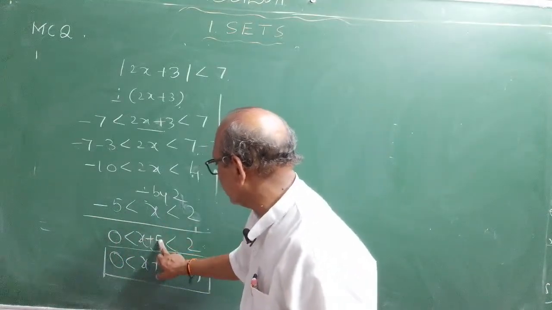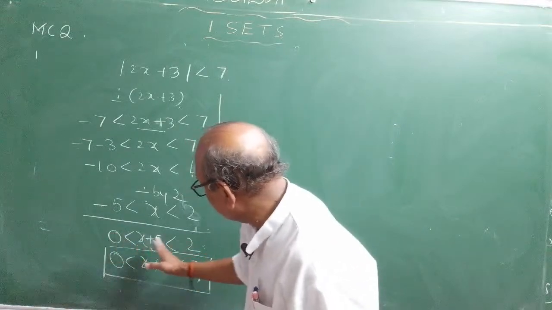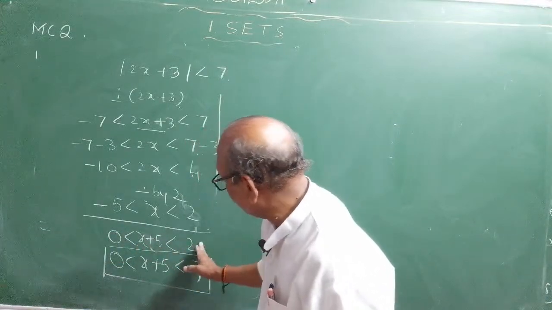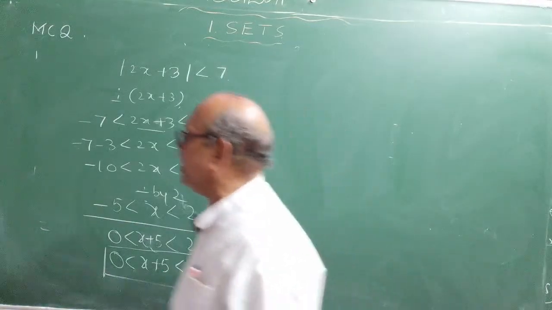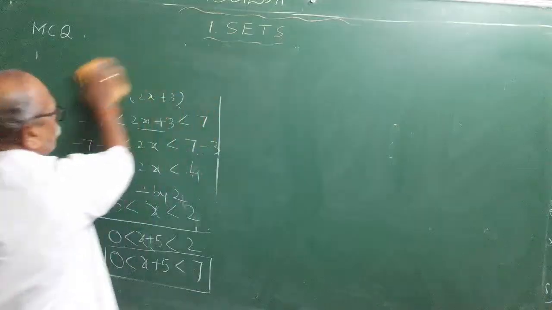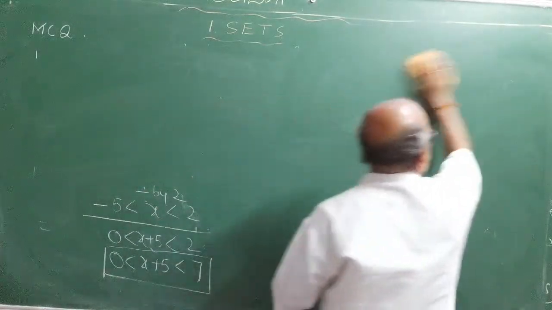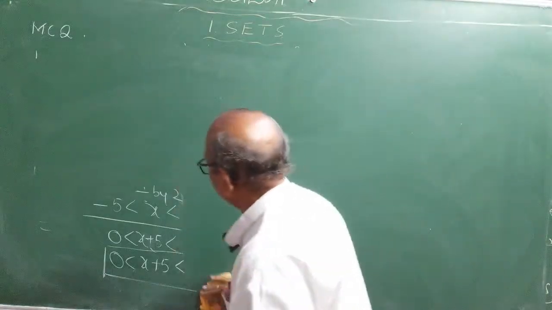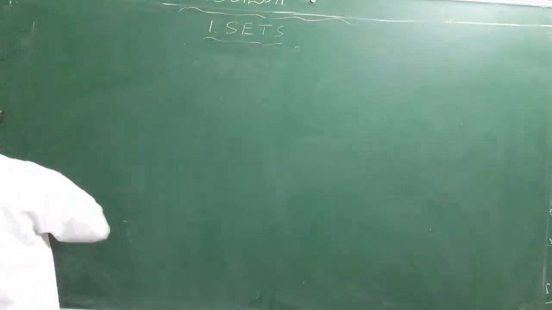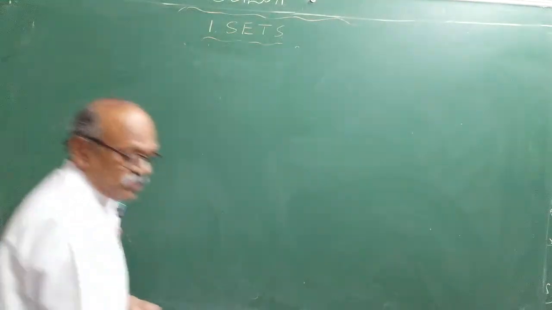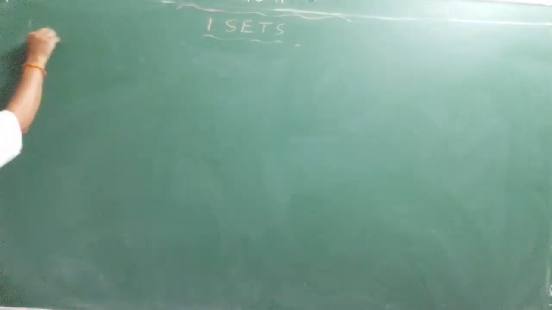0 is less than x plus 5, x plus 5 is less than 2. Then 0 is less than x plus 5 is less than 2, so definitely x plus 5 will be less than 7. Therefore, the correct answer will be A. It is a tough question, right? That may appear in competitive exams, right? I will take a multiple choice question test later, and I just wanted to show you how the tough questions will be. Let us move on to the next set.